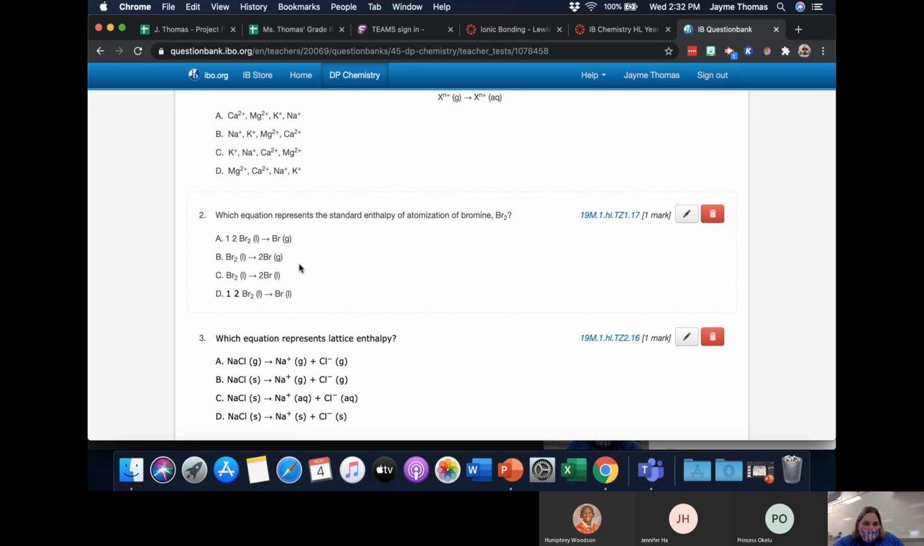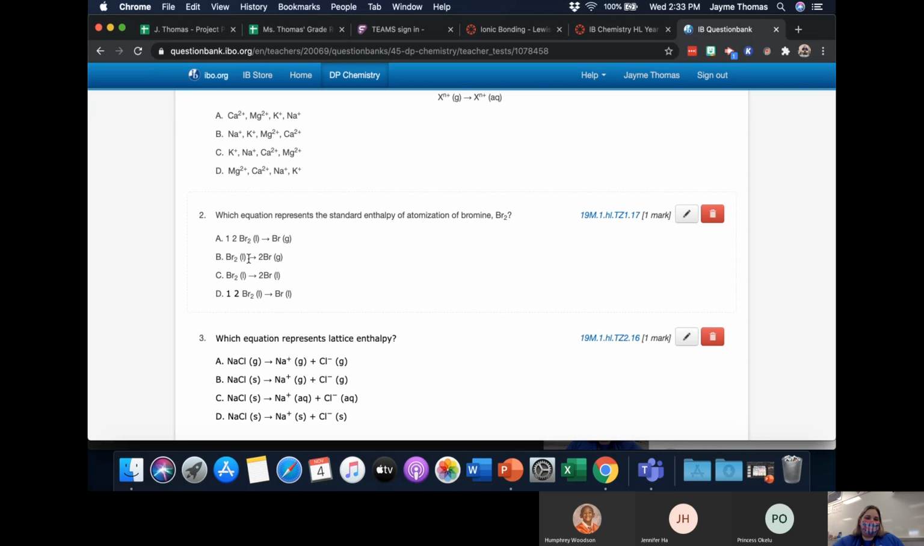A. Wait a minute. You know what? I think there's a typo. Because, okay, the key says it's A, and I think it's because this is supposed to be a half. I was looking at this and I was like, is that 12? I think that, okay, so A is supposed to be correct because it's supposed to be 1/2. Because for the standard enthalpy of atomization, it's only to make 1 mole of the atoms. So A is correct, but it doesn't look right because the half looks like a 12 or it looks like a 1 and a 2.